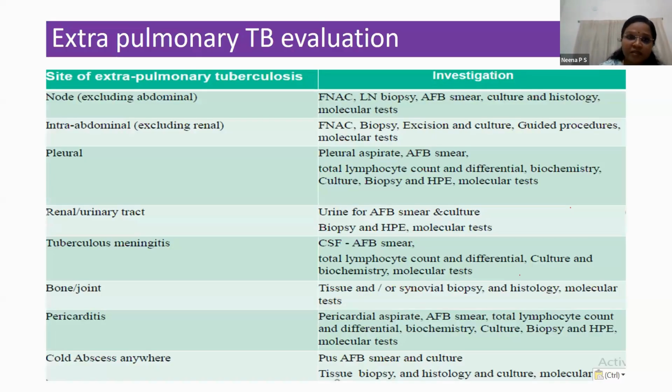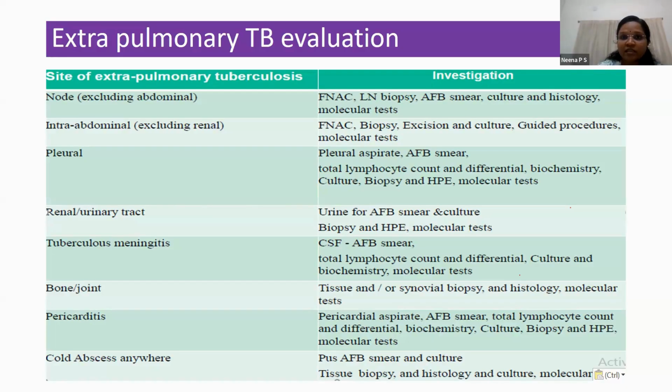Now, when it comes to the extrapulmonary TB evaluation, depending on the organ that is affected, you may have to take the specimen from that particular organ. For example, if it's a lymph node, you may have to take a sample for a FNAC or lymph node biopsy. But if you're suspecting tuberculosis, in addition to a sample that is taken for the pathology test, you have to take a sample for a microbiological confirmation also.